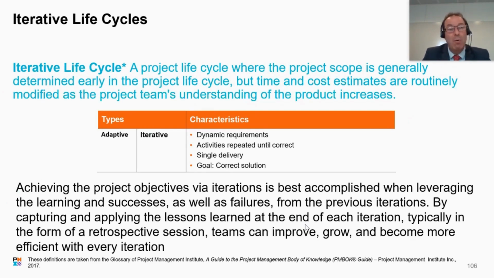Iterative life cycles are more dynamic. As we've already discussed and alluded to earlier on, an iterative life cycle is a project life cycle where the project scope is generally determined early in the project life cycle, but time and cost estimates are routinely modified as the project team's understanding of the product increases.